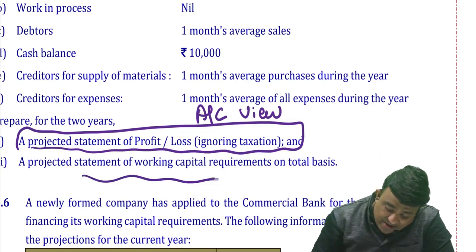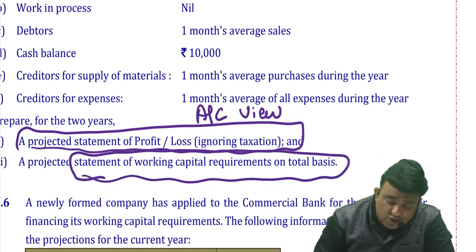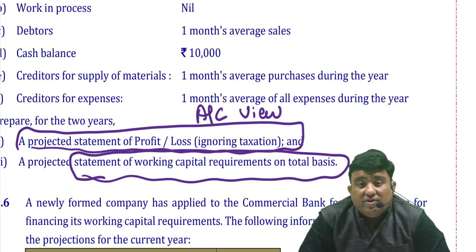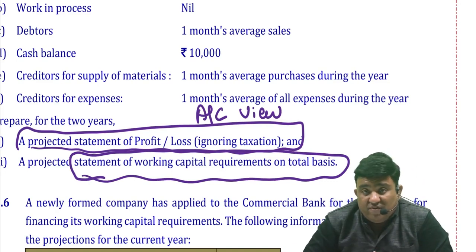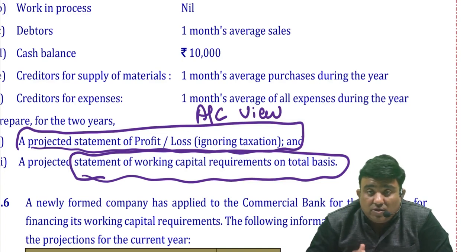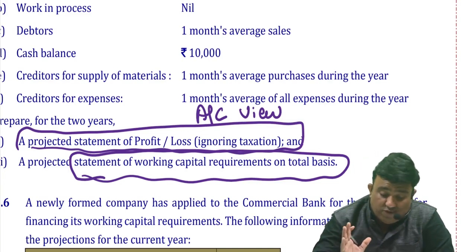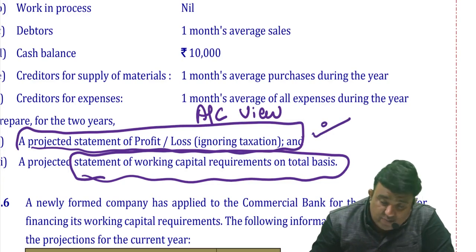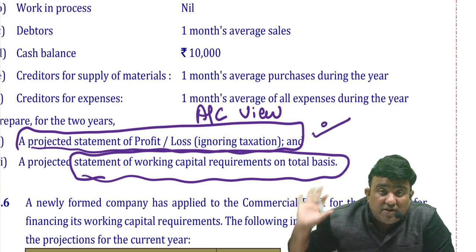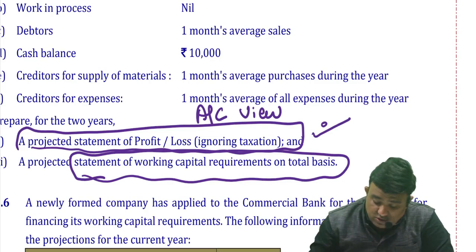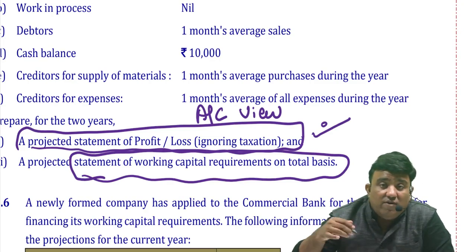And while preparing a working capital statement, you can follow your normal golden rules of preparing a working capital statement. If it's a cash cost method, you can ignore profit, sales and depreciation. So depending upon the information, you have to follow it. But if you are preparing the accounting viewpoint, everything needs to be considered. Clear? So the accounting viewpoint, and second is a normal working capital requirement.